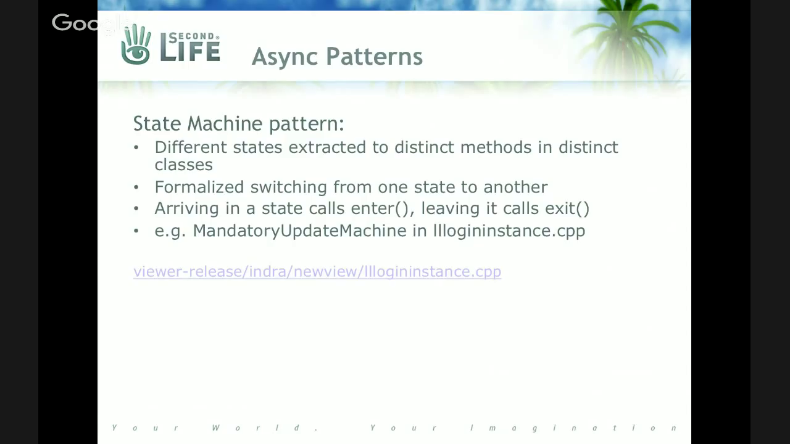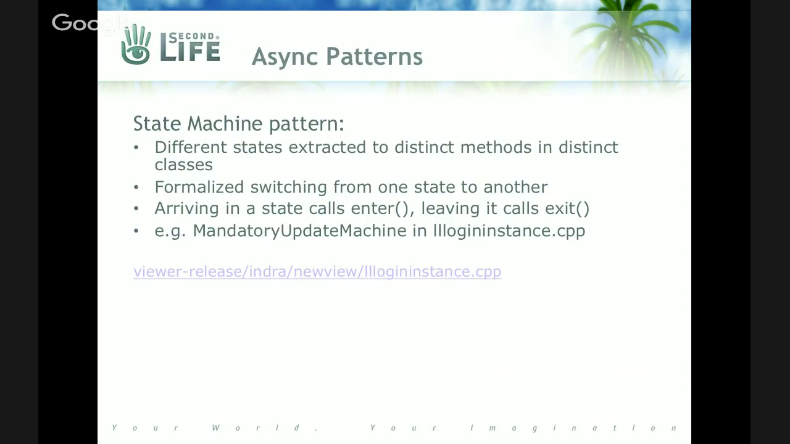Then there's the state machine pattern, and this is where you are starting from a base class which represents one of the states of the state machine, and then you derive distinct subclasses to represent the different states. And there is a canonical pointer in the parent state machine class holding a polymorphic reference to the current state in which the state machine finds itself. And so as you transition from one state to another, you call the exit method of the current state, you call the enter method of the new upcoming state.